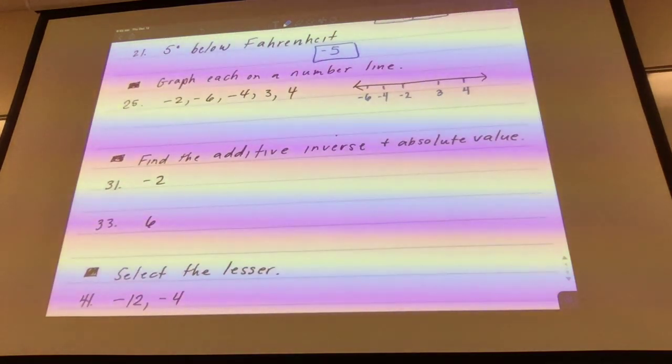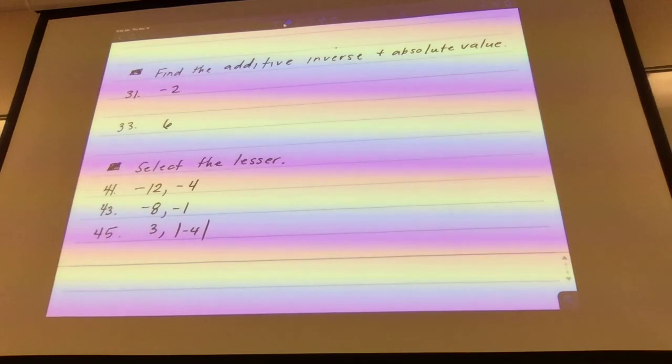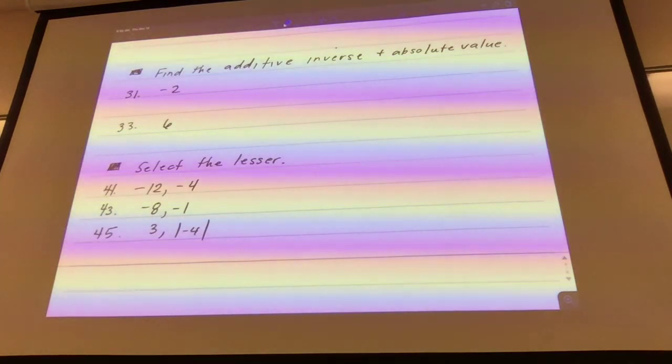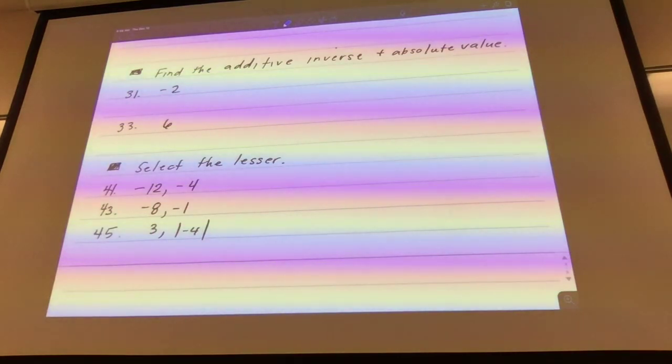Find the additive inverse and the absolute value. Remember, additive inverse means when you take two integers and add them together, you get 0, right? So the one we did in our notes was negative 3 and positive 3 are additive inverses. They're opposites. That means when you add them together, you get 0. So what's the additive inverse of negative 2?